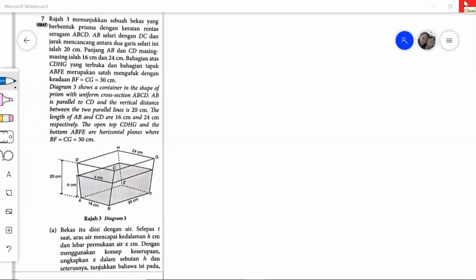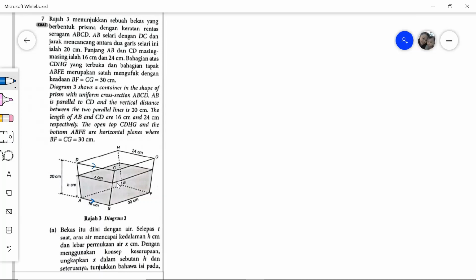Hi everyone, this is Praktis Sumatif, paper 2, question number 7. Now, the diagram 3 shows a container in the shape of a prism with uniform cross-section ABCD. AB is parallel to CD. Okay, let's mark it down.